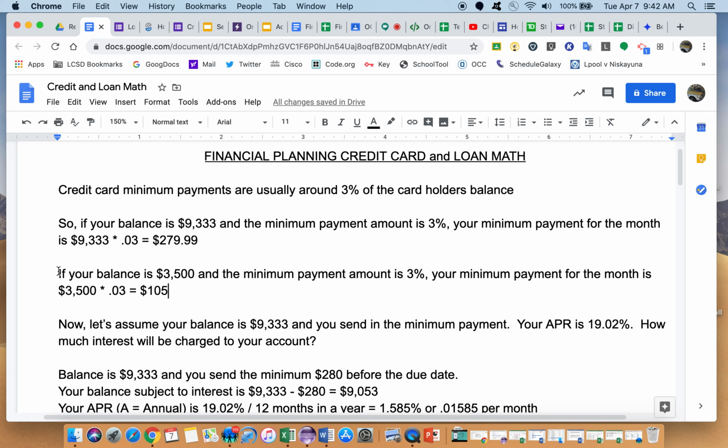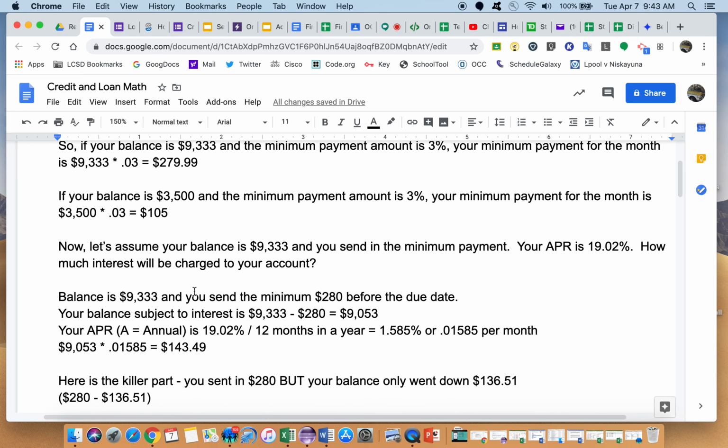Another example here, if your balance was a lot lower, let's say your balance is $3,500. 3% of $3,500 would be $105, so your minimum payment would be a lot lower. So as you use your credit card, you have to realize that the higher your balance, the higher the minimum payment is.